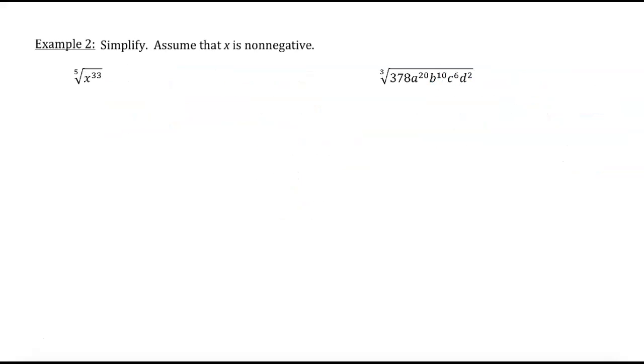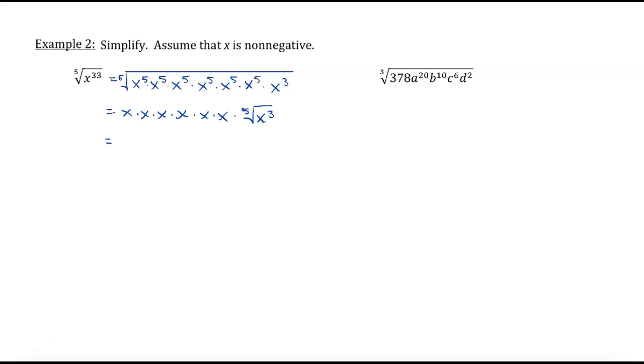In example 2, we are again simplifying radical expressions. This time we have variables involved. We'll start by looking at the fifth root of x to the 33rd. Since we have a fifth root, we can easily simplify factors that are raised to a power of 5. Consider that x to the 33rd is equal to x to the 5th times x to the 5th times x to the 5th times x to the 5th times x to the 5th times x to the 5th times x to the 3rd. Each time we have the fifth root of x to the 5th, that simplifies to a factor of x. So this becomes x times x times x times x times x times x times the fifth root of x cubed. Or simply x to the 6th times the fifth root of x cubed.